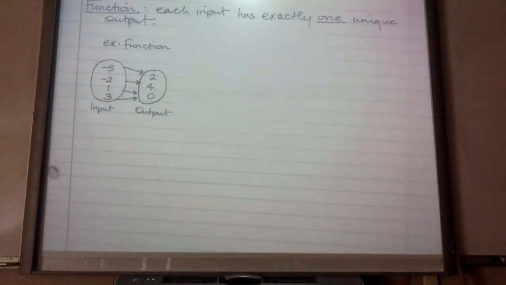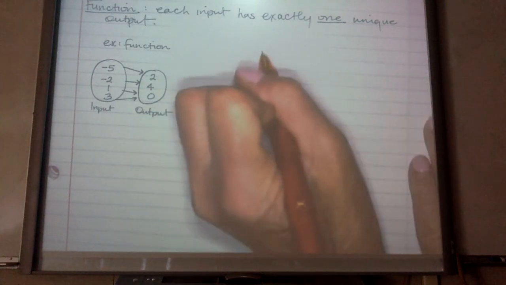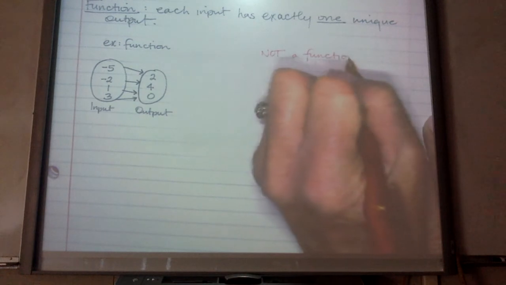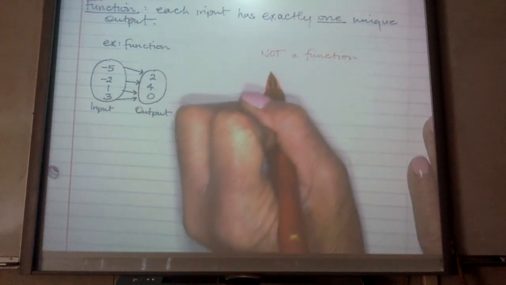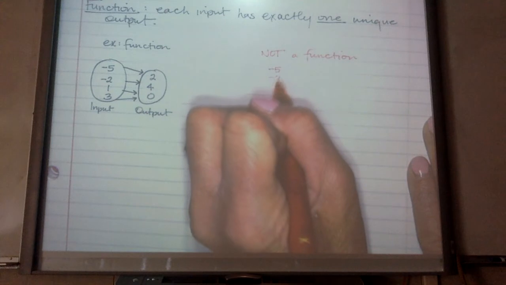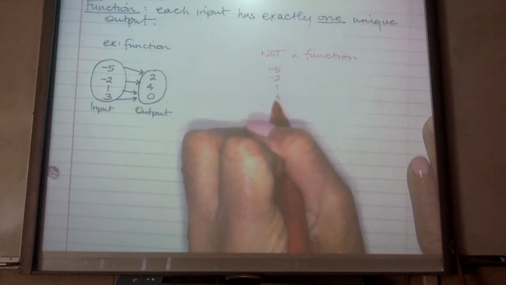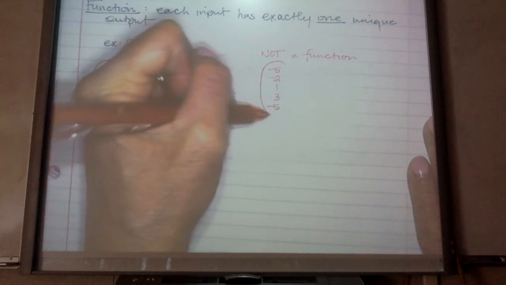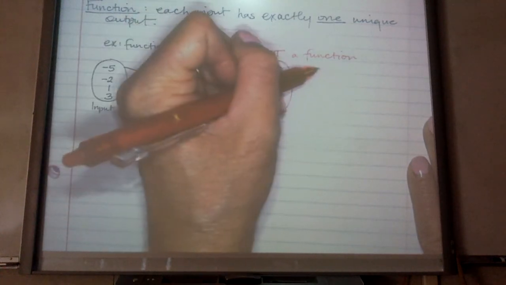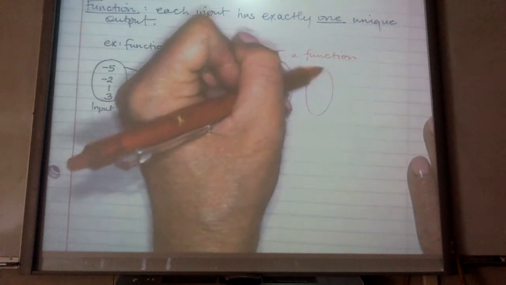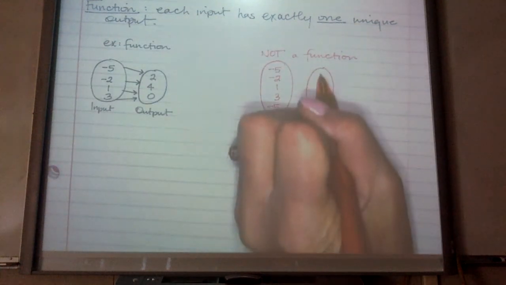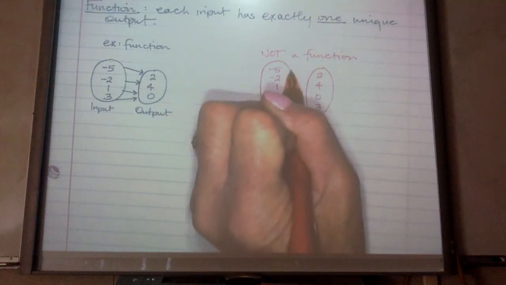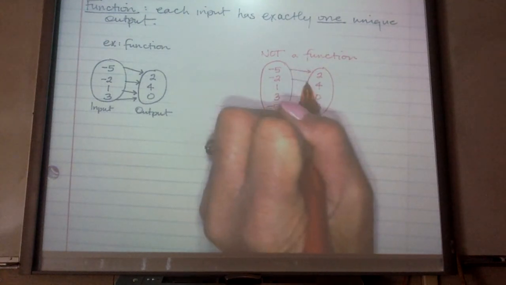What would make it not a function? I'm going to write that on the left. Not a function. I'm going to have almost the exact same input: -5, -2, 1, 3, and I'm going to do -5 again to show you the difference. And then here's my output: 2, 4, 0, 3. Again, I'm going to match them up just the same as the last one.